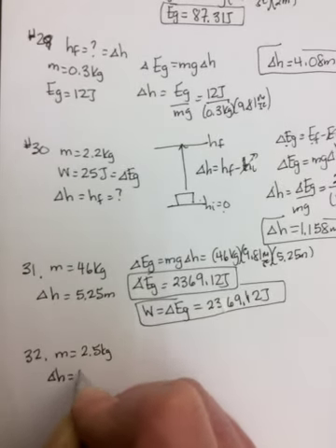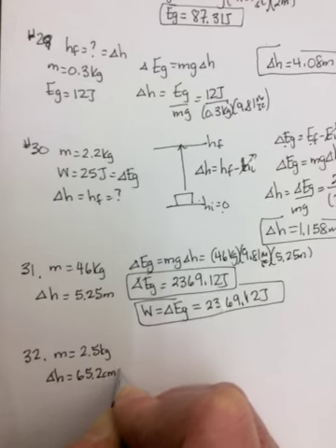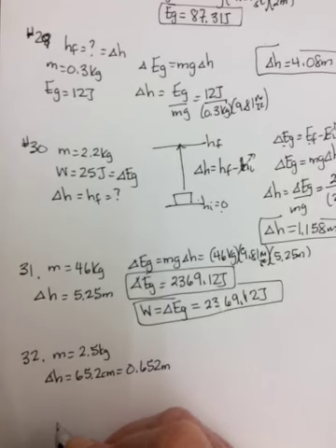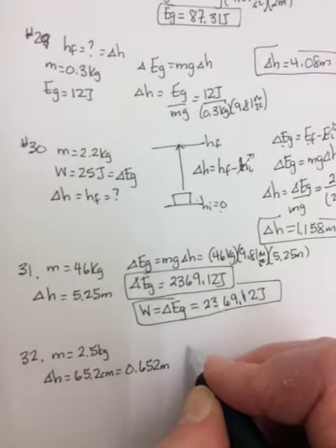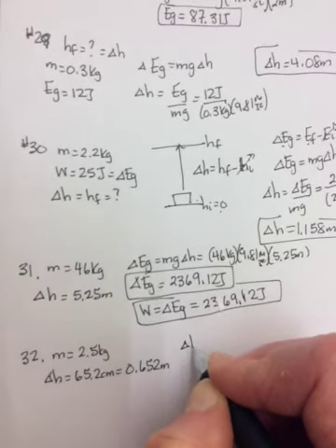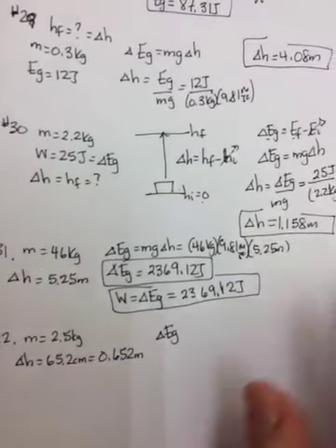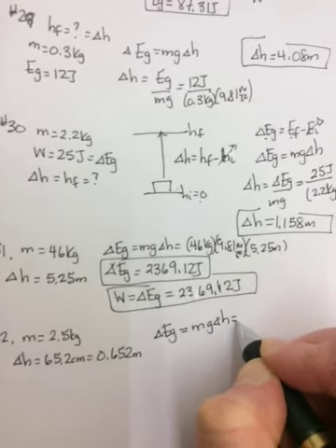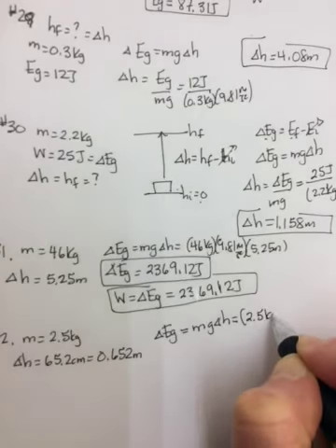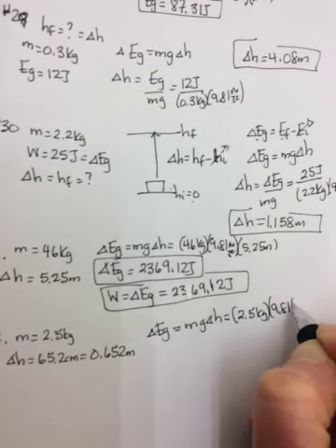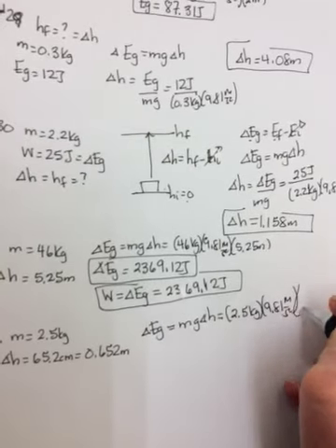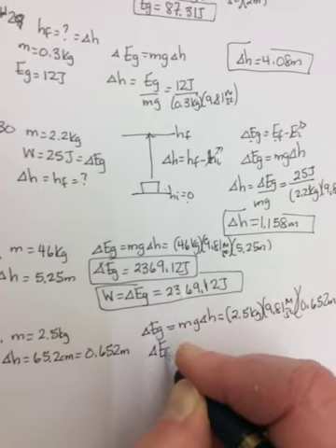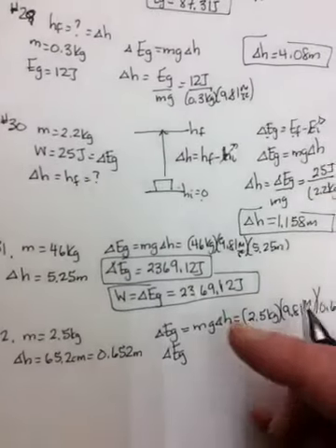Number 32 says a 2.5 kilogram pendulum, so mass 2.5 kgs, is raised vertically 65.2 centimeters. So delta H, 65.2 centimeters, which will be equal to 0.652 meters. From its rest position, find the gravitational potential energy. So again, delta Eg, and remember that's final minus initial, but initial would be 0. So it'll be mg delta H. It'll be 2.5 kilograms times 9.81 meters per second squared times 0.652 meters.